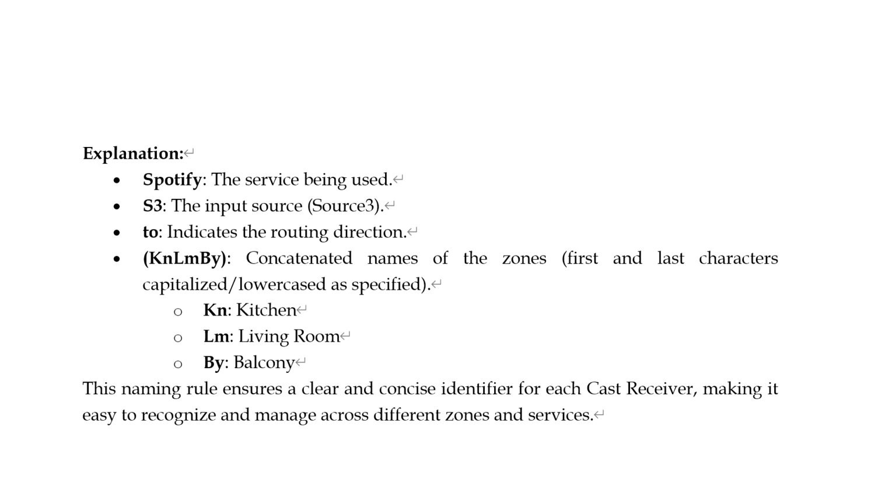Explanation: Spotify, the service being used. S3, the input source, source 3. To, it indicates the routing direction. KNLMby, the concatenated names of the zones' first and last characters, capitalized or lowercase as specified. KN, kitchen. LM, living room. By, balcony. This naming rule ensures a clear and concise identifier for each cast receiver, making it easy to recognize and manage across different zones and services.